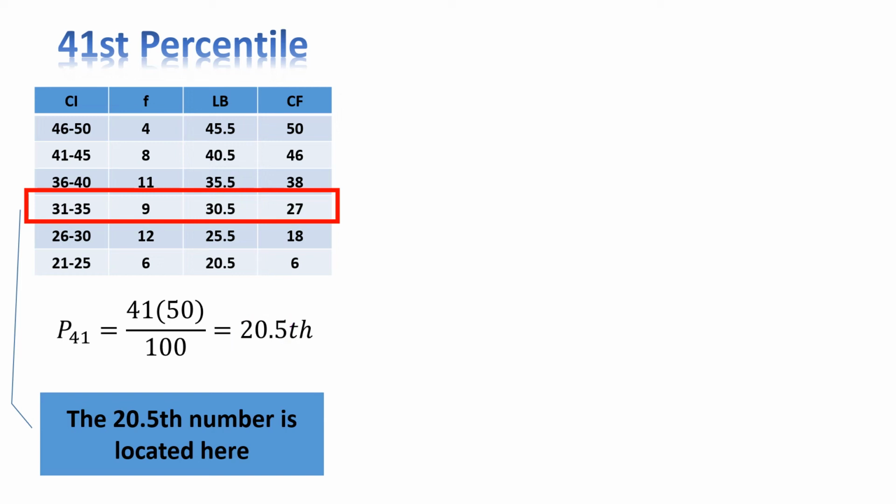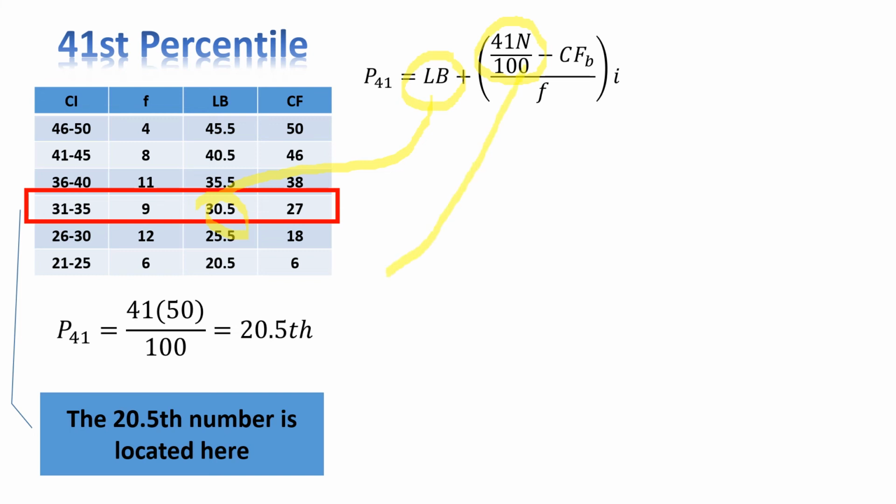Okay, sunod, use the formula. P sub 41 is equal to the lower boundary plus 41 times n over 100 minus the cumulative frequency below divided by frequency times your interval. So, saan natin kukunin yung mga informations or values na yan? So, ang lower boundary, dito kukunin. Ang iyong 41 times n over 100 ay nandito sa position kanina. That's 20.5.